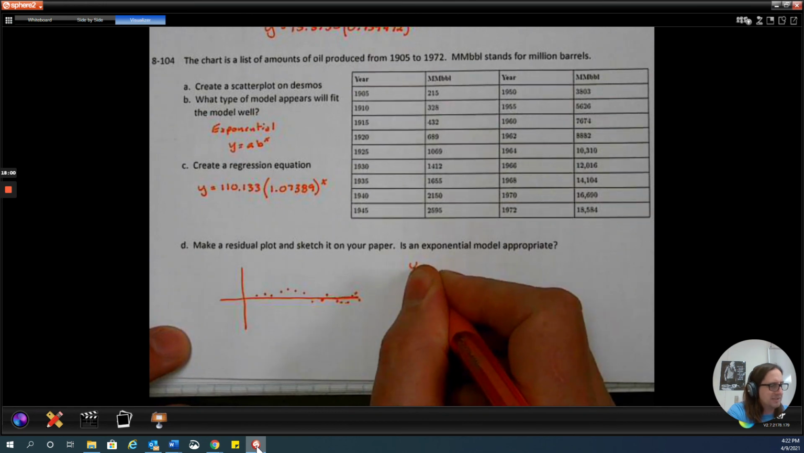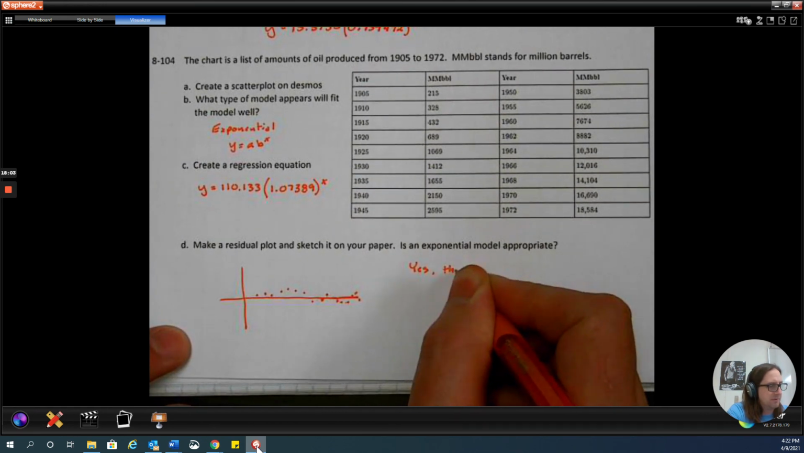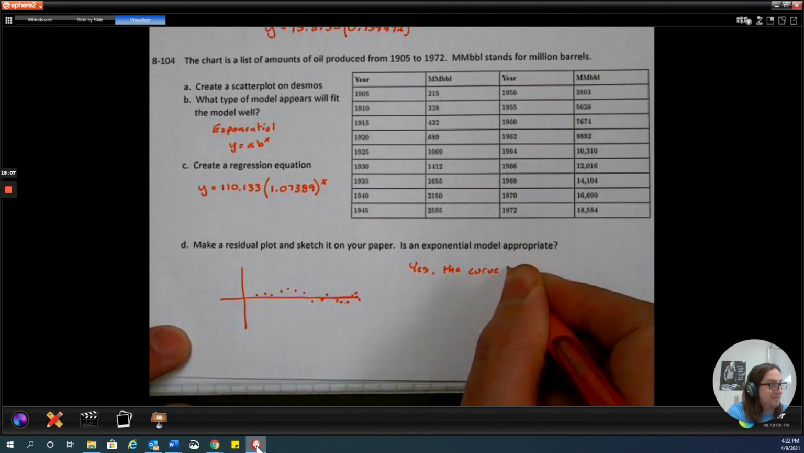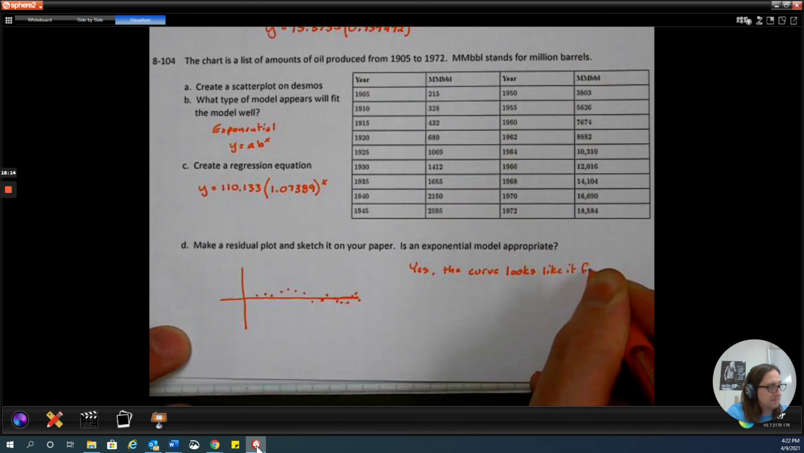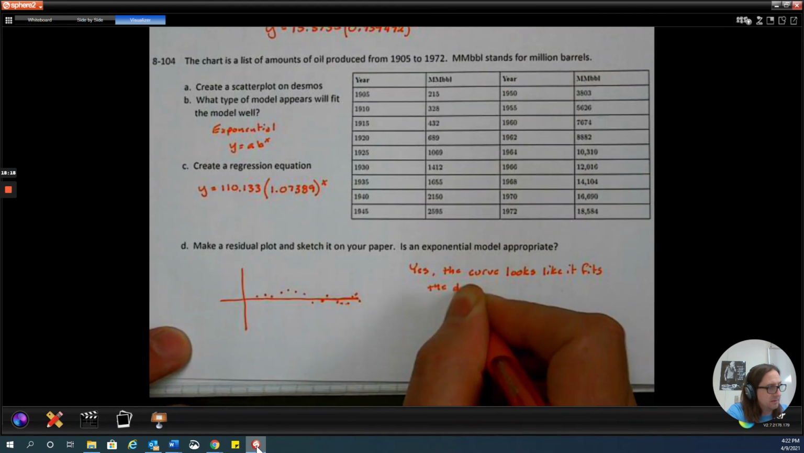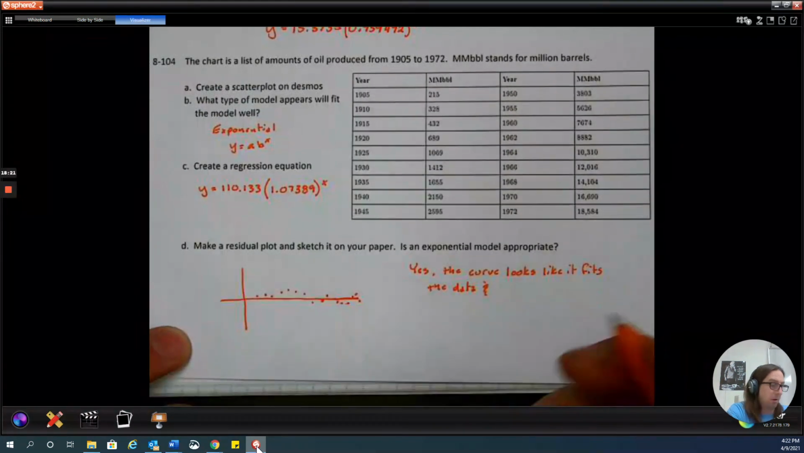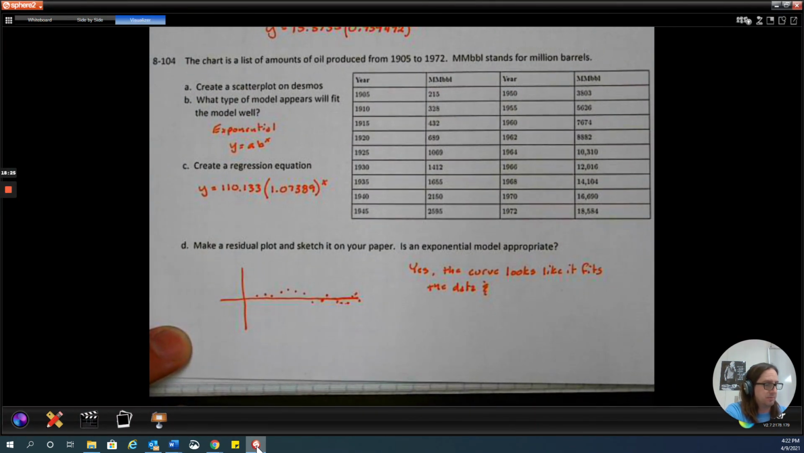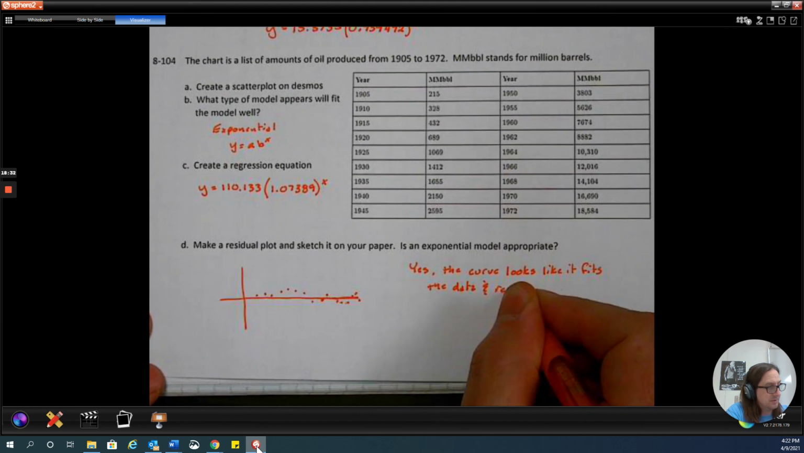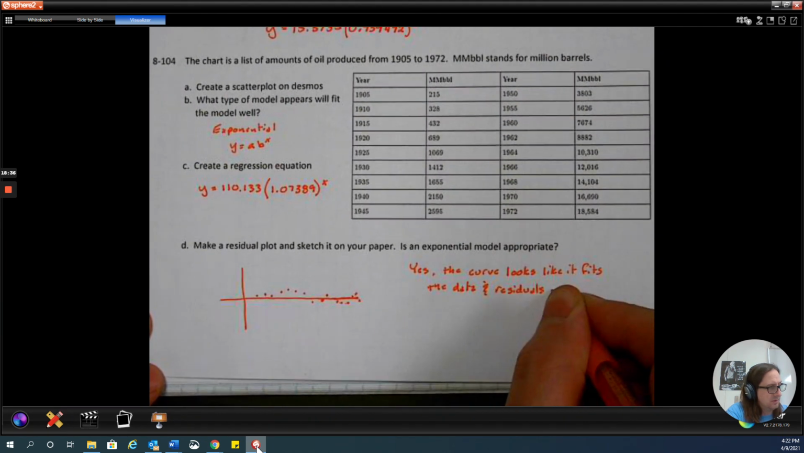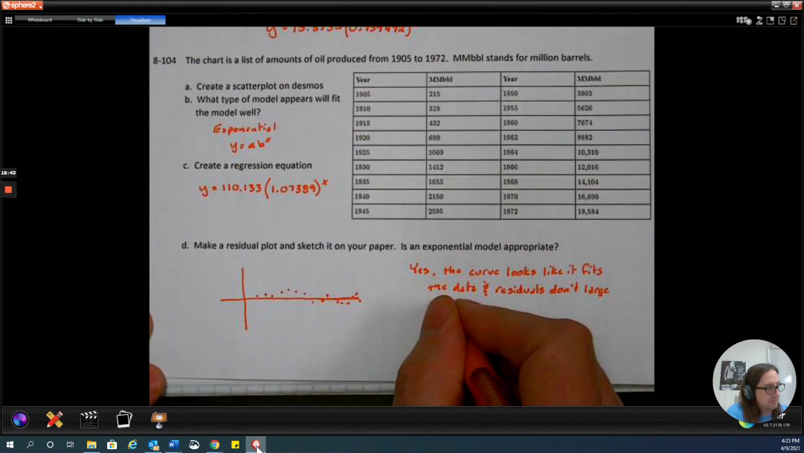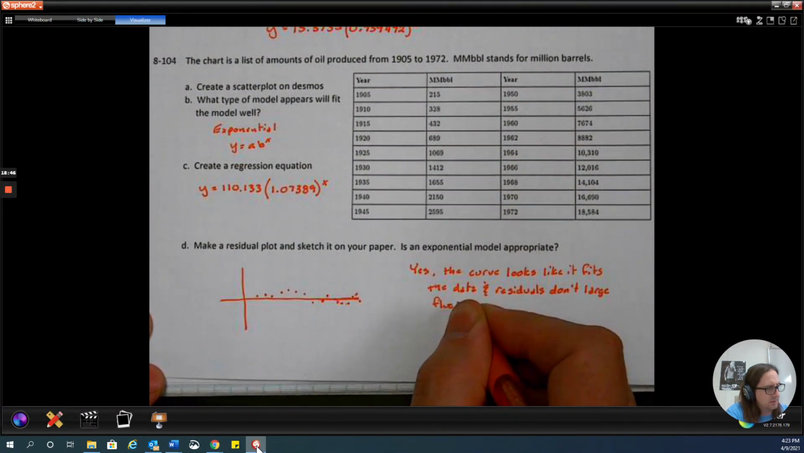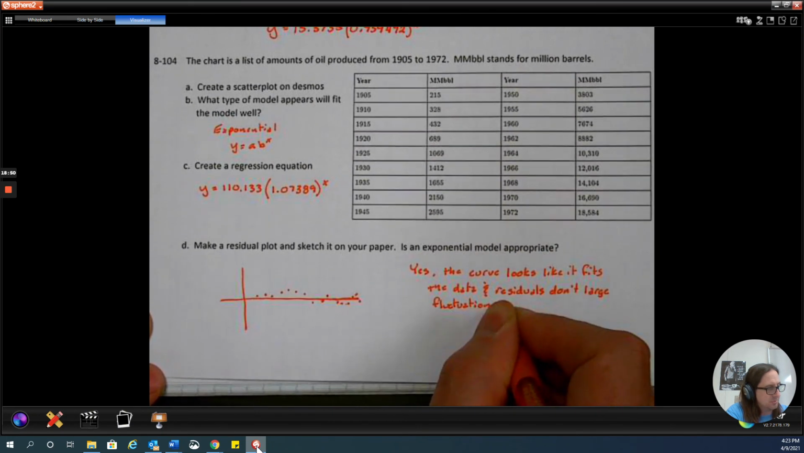Yes and no. Yes, the curve looks like it fits the data. And the residuals are pretty close. There's not a lot of variance in the size of the residuals. And the residuals don't show large fluctuations. That's probably spelled wrong, but I don't care.